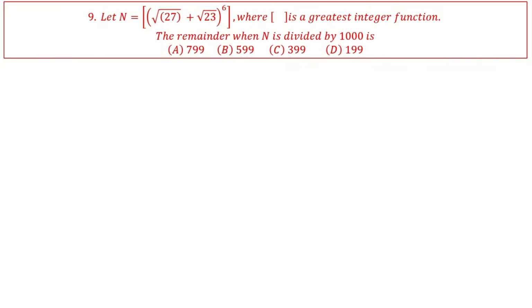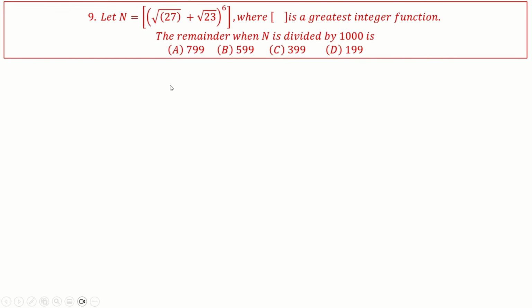Let n equal the greatest integer of (square root of 27 plus square root of 23) to the power of 6, where the square brackets mean the greatest integer function, GIF. The remainder when n is divided by 1000 is? So first you should find this n, which is the GIF of this value. The integer value of (square root of 27 plus square root of 23) to the power of 6 we should find. Okay, so let's do it.